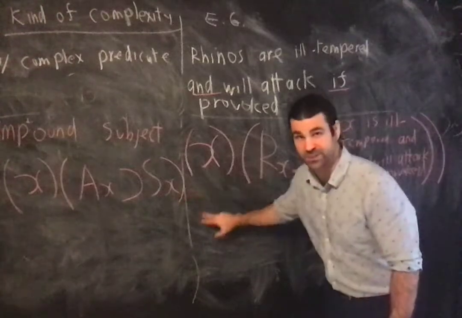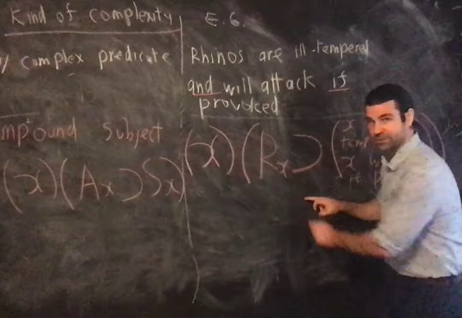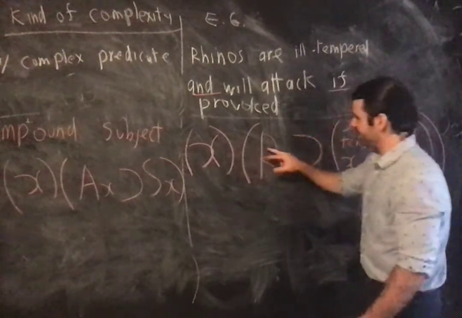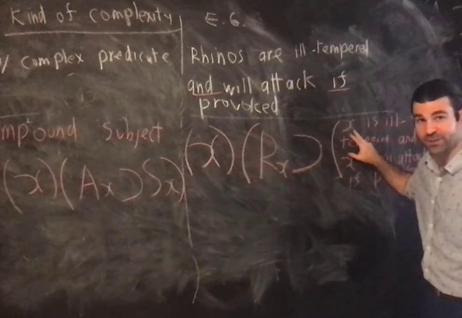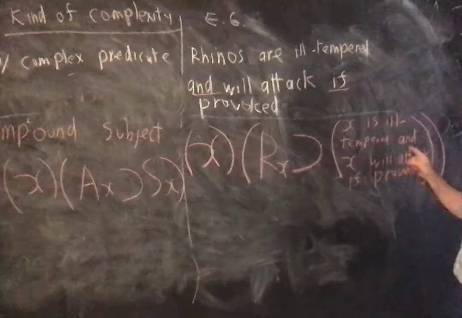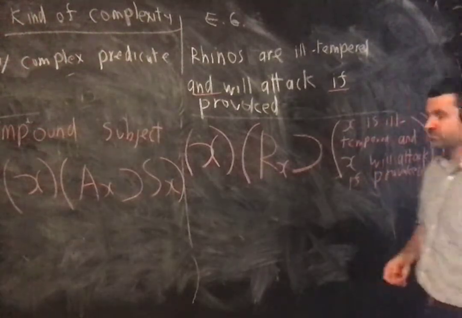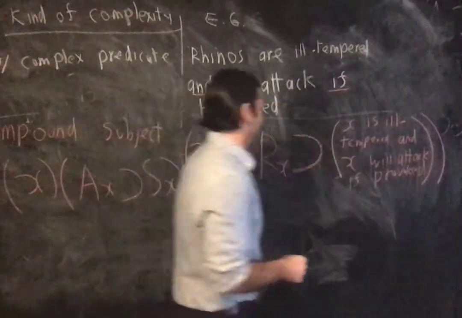If this said there exists an x such that x is a rhino and, because the existential quantifier should go with a dot, it would say there exists an x such that x is a rhino and that very same x that I'm saying is a rhino, that very same individual is ill-tempered and it will attack if provoked. Speaking of individuals here.